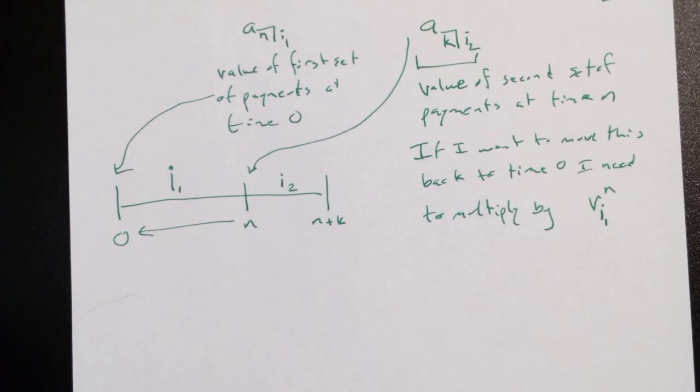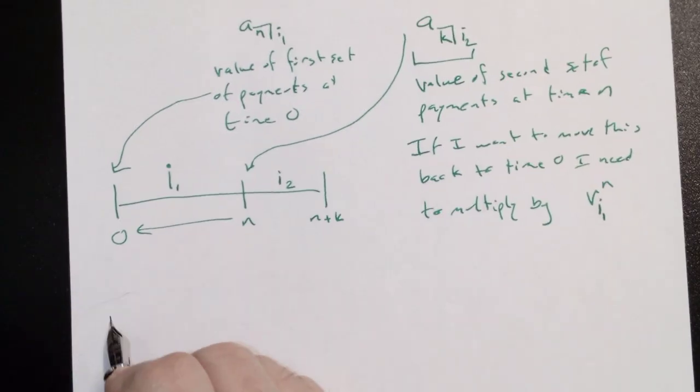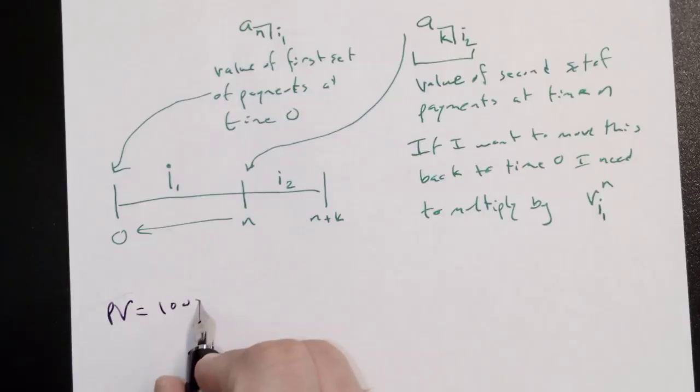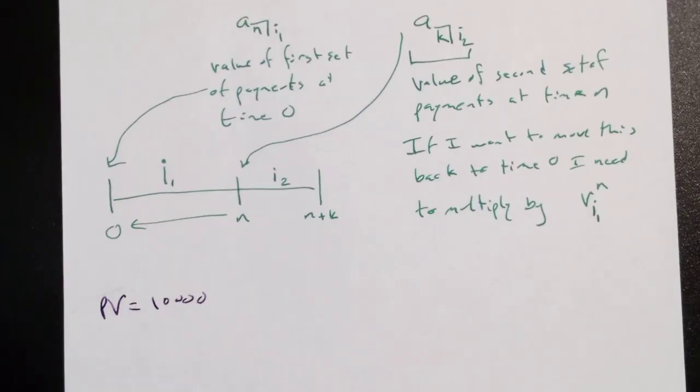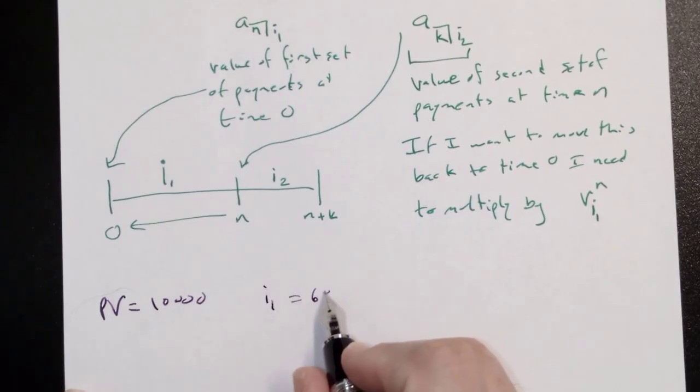An example. I take an adjustable rate loan for 3 years. The present value of my loan is $10,000. I'm spending $10,000 on something. During the first year, I pay 6%.